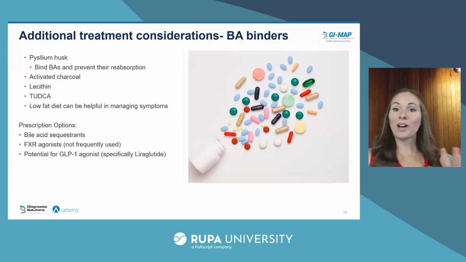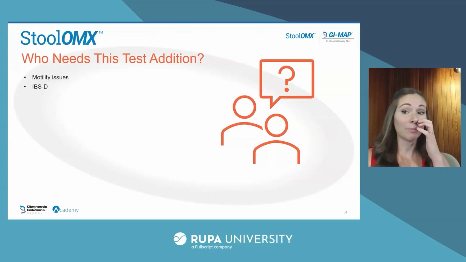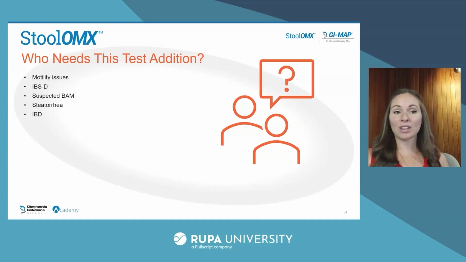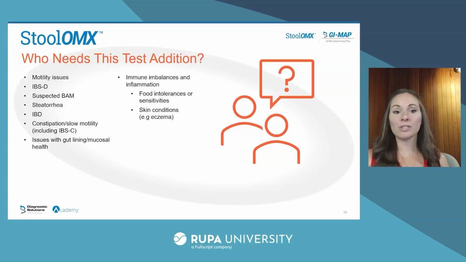So with all of that being said, who are we going to run this StoolOMX add-on on? Really top of mind is motility issues. That's going to include IBS-D. Remember, I mentioned up to 30% of those people have BAM as their root cause. Suspected BAM, obviously. Steatorrhea, which is fat in the stool, IBD, constipation, issues with the gut lining and mucosal health, immune imbalances and inflammation, which can include food sensitivities or intolerances and skin conditions like eczema. And then even in our metabolic disturbances and our aging and longevity.